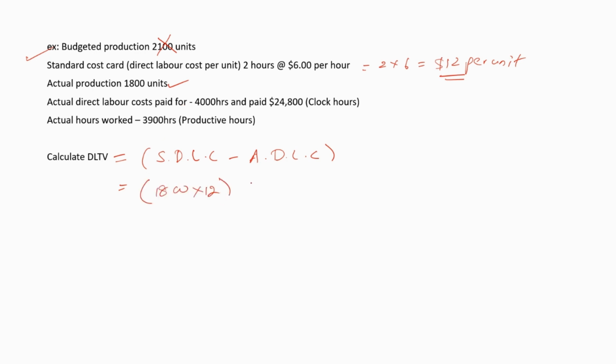What is the actual direct labor cost? It is the actual cost paid for the clock hours, which is this value. The result is equal to negative $3,200, which means $3,200 adverse. This is because the standard direct labor cost is lower than the actual direct labor cost.